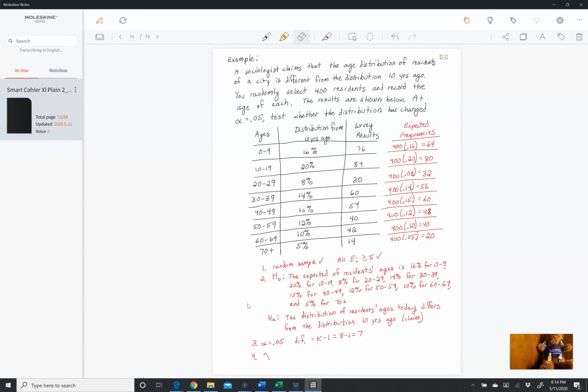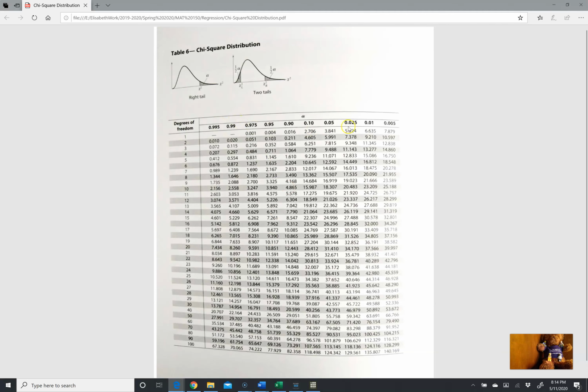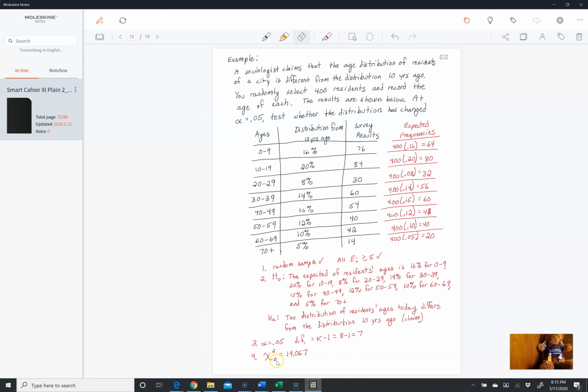So that means that chi squared sub 0 is equal to, we're going to go to 0.05 and 7 in our chart. So here's 0.05 and here's 7. So we're looking at 14.067. Okay, that's our chi squared sub 0. And what does that mean? That means that our rejection region is any chi-square that's greater than 14.067.